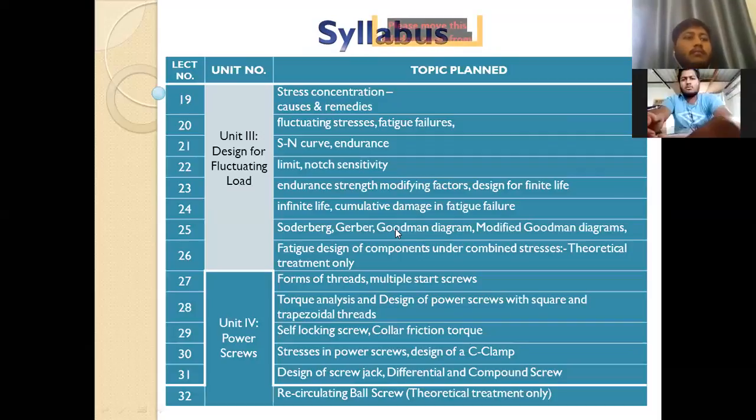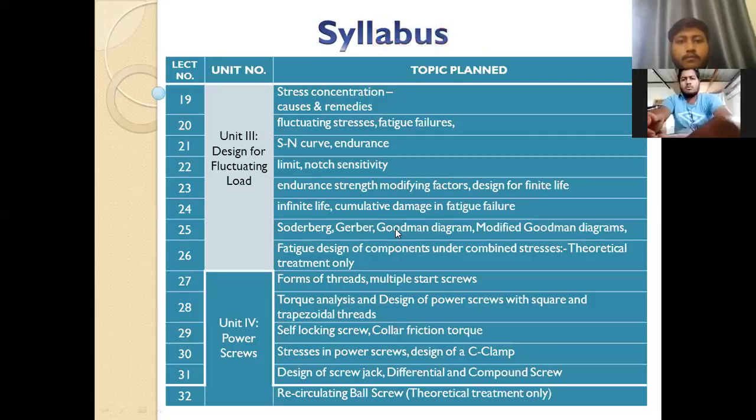So for that we need to understand what threads are, what the multiple screws are, what the torque analysis is, how we will find the working torque applied on the screws. Then something called a self-locking screw. In the jack, we need a self-locking screw, because if it is not self-locking, it will fail and it will be hazardous. So we will go through the self-locking screw.